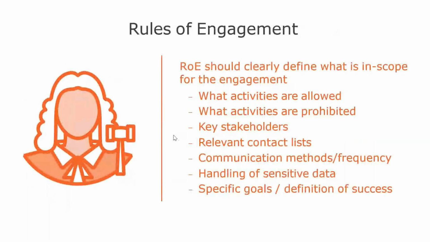So what are the rules of engagement? Rules of engagement should clearly define what is in scope for the engagement, what activities are allowed, and what activities are prohibited while doing the penetration testing. Stakeholders you should know and inform about that. A relevant contact list you should have to spread the message about the testing outcome. Communication method and frequency should be published. Handling the sensitive data, how can you do that? You need to set specific points for that. Specific goal and the definition of success.